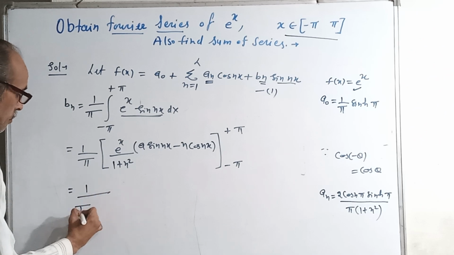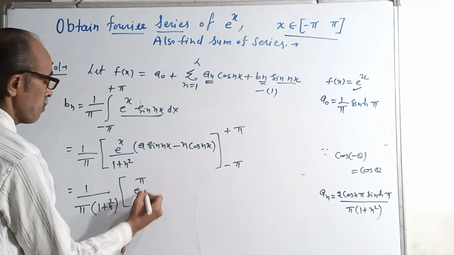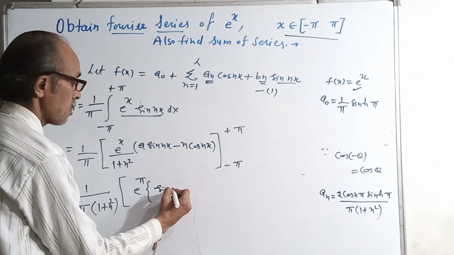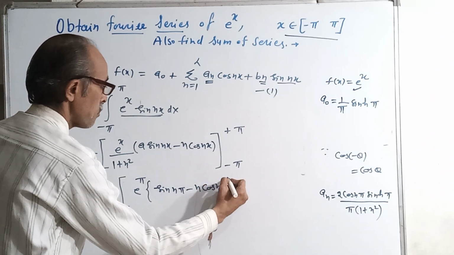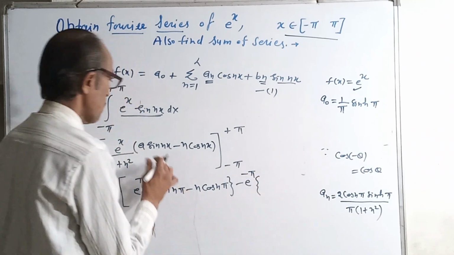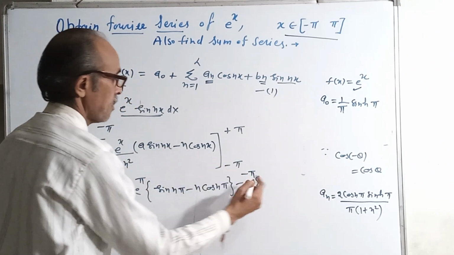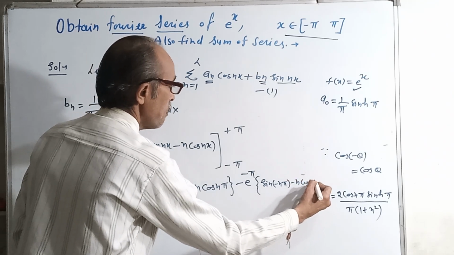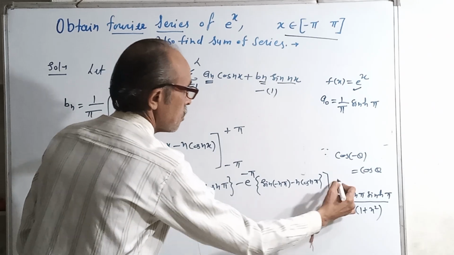That means 1 upon pi, and 1 plus n squared is a constant term, so e^pi multiplied by (a value is 1 here) sin(n pi) minus n cos(n pi), and minus the lower limit, that means e^(-pi) times (a sin(nx), where a is 1 and n is n, and x is equal to minus pi), that means sin(-n pi) minus n cos(-n pi). This is the value of bn.